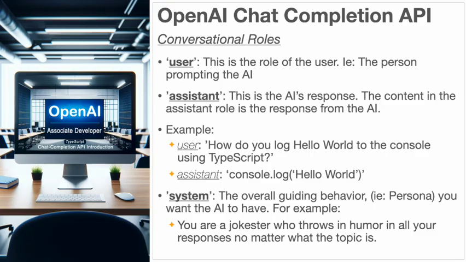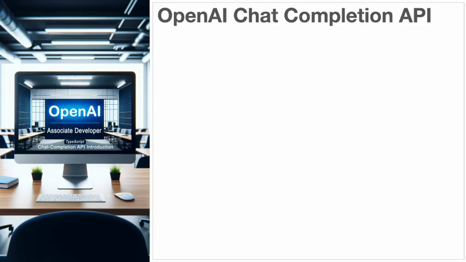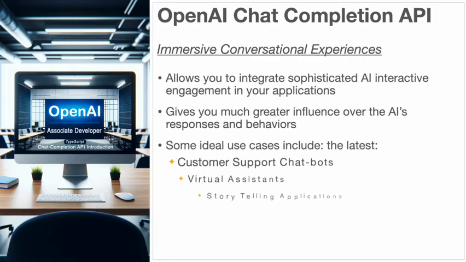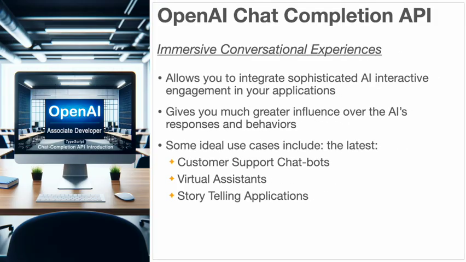granularity and control. By using roles such as system, user, and assistant, you'll guide the model's understanding, enabling it to generate more customized and specific responses. Whether you're building a customer support chatbot, a virtual assistant, or an interactive storytelling application, the Chat Completion API gives you the flexibility to create immersive conversational experiences.